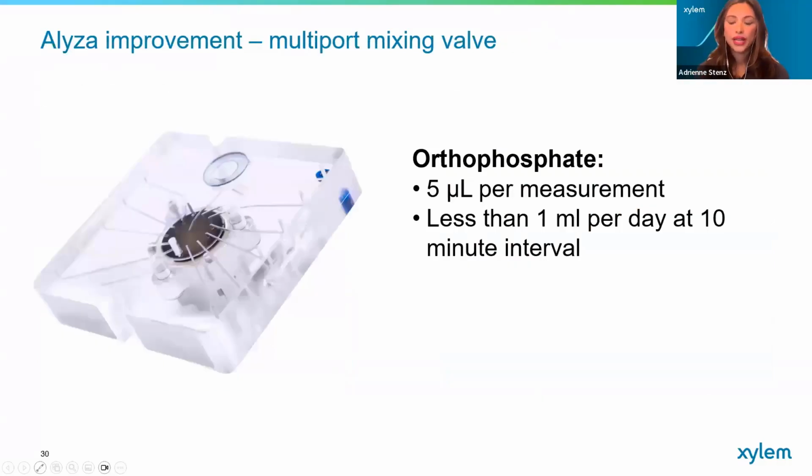The main improvement made when the P700 was upgraded to the Alyza IQ was the measuring unit where that yellow method takes place. The Alyza IQ features a housed measuring unit and this tiny multi-port mixing valve, which mixes small amounts of sample and reagents together, minimizing reagent use and chemical waste. So with this little mixing valve, it uses less than 5 microliters per measurement and leads to less than 1 milliliter per day of chemical waste when operating at a 10-minute measuring interval.